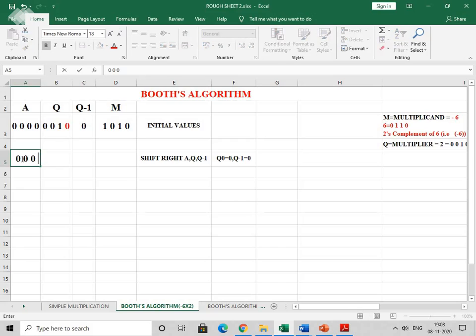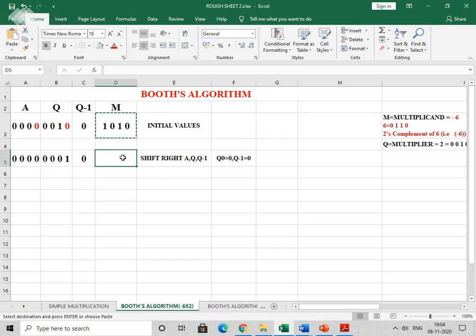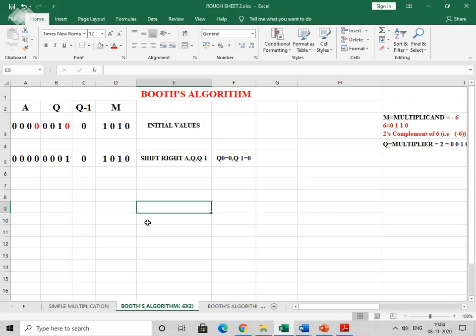So 0 0 0. Now this 0 will get shifted in Q column. So 0 0 0 1. This 0 will get shifted into Q minus 1 column. So now it will become 0 and M will remain as it is.